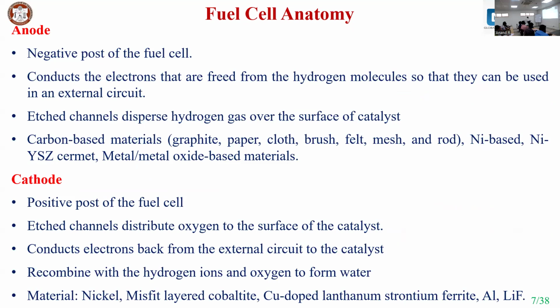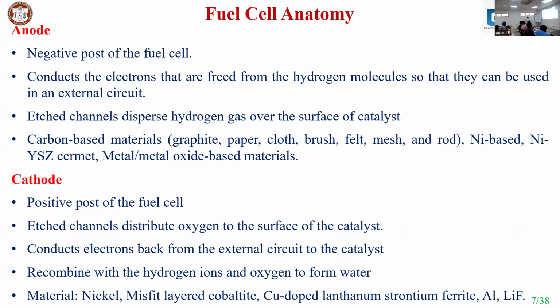The anode is the negative post of the fuel cell. It contains electrons that are freed from the hydrogen molecule so that they can be used in an external circuit. Don't think that the anode or cathode is a smooth surface. Different surface geometries are used for the anode or cathode, and that also plays a major role in the conversion of hydrogen into H plus and an electron. There are a number of studies done on modifying the cathode assembly, anode assembly, as well as the membrane assembly, and we are not going to discuss that. We are going to discuss only the basics of how the fuel cell produces electricity.